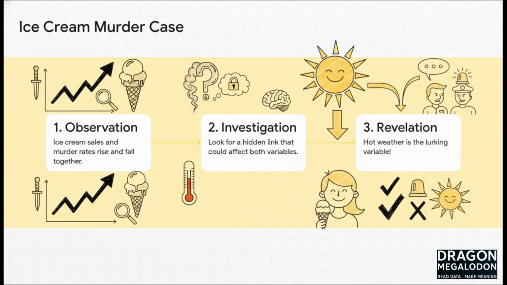So let's close this case once and for all. What was our observation? Ice cream sales and murder rates go up together. What was our investigation? We had to look for that hidden link. And the revelation, the lurking variable, is hot weather.